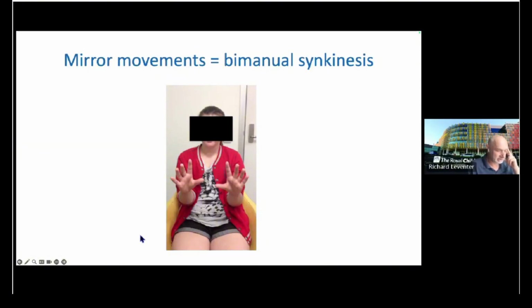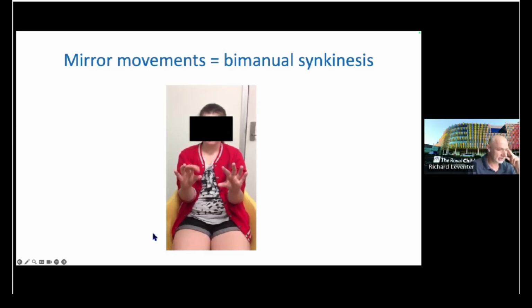She doesn't have agenesis of the corpus callosum, but let's pretend she has, because this occurs in some patients with agenesis. The medical name for mirror movements is bimanual synkinesis, and here I'm telling her to move her right hand, and her left hand's moving involuntarily. And here I'm telling her to move her left hand, and her right hand's moving involuntarily. Okay, I'll just show that again.